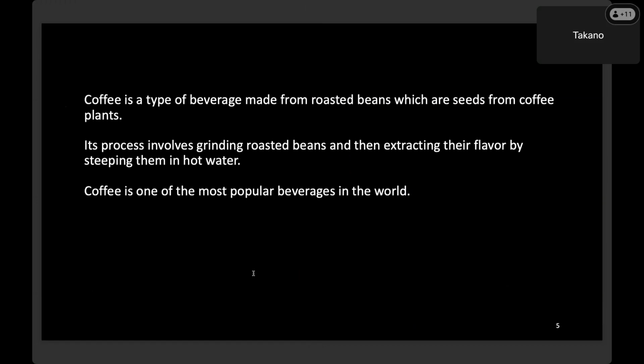And what is coffee? Coffee is a type of beverage from roasted beans, which are seeds from plants. Its process involves grinding roasted beans and then extracting the flavor by steeping them in hot water. Coffee is one of the most popular beverages in the world. Here we can notice that we have three categories of beverage: hot beverage, alcoholic beverage, and non-alcoholic beverage.